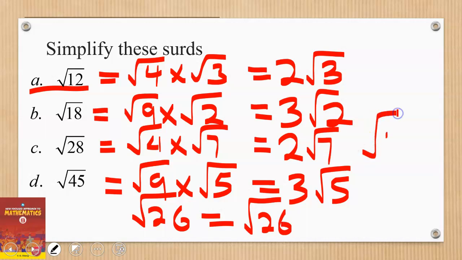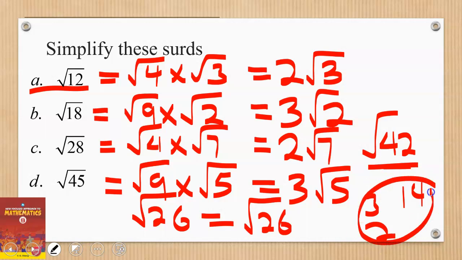If I say the number, let's say 42. Okay, 42, you know that 42 is a number that has a lot of factors. But none of the perfect squares can divide 42. 4 cannot divide. 9 cannot divide. 16 cannot divide. 25 cannot divide. 3 can divide 42. 14 can divide 42. 2 can divide 42. But none of these numbers is a perfect square. And for that matter, this root 42 will still remain root 42 without any further reduction. You can't reduce it to any simpler form. And so that becomes your answer.